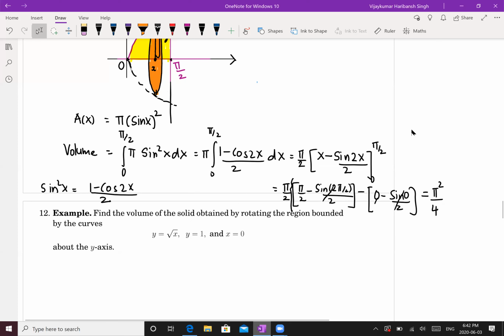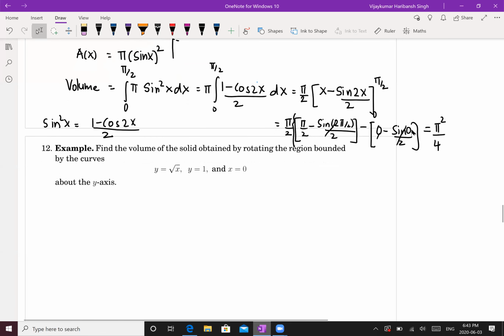So such a method is called disk method, or later on we'll say there is a variation of this which is called washer method. So let's move on to the next part of the problem. So again, find the volume of the solid obtained by rotating region bounded by a curve y equals square root of x, y equals 1, and x equals 0.